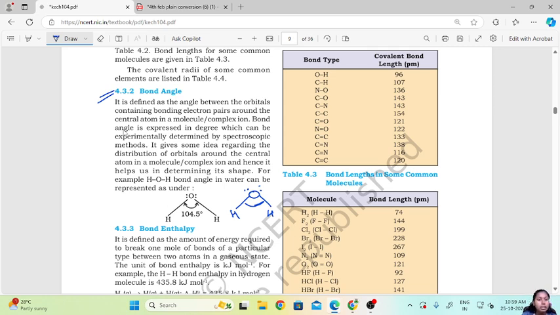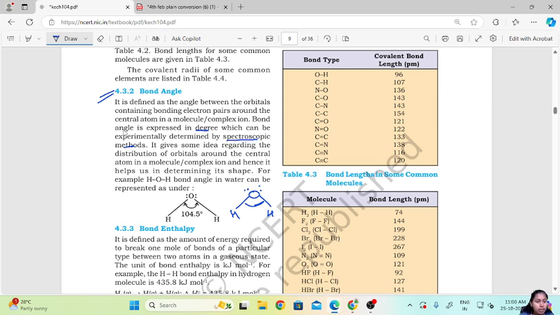Okay, now bond angle is expressed in degrees, which can be experimentally determined by spectroscopic methods. It gives some idea regarding the distribution of orbitals around the central atom in a molecule or complex ion, and hence it helps us determine its shape. So basically, bond angle will help us determine its shape, as it tells you the distribution of orbitals around the central atom in a molecule or in a complex ion.